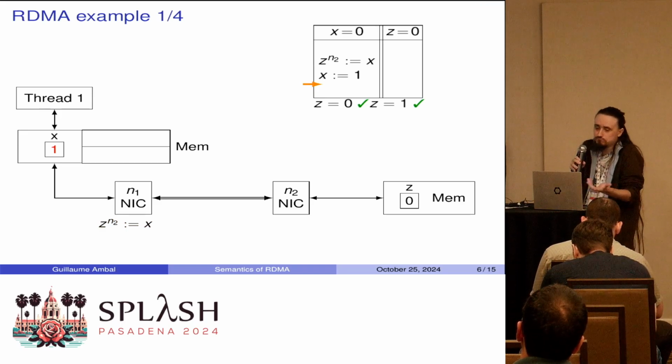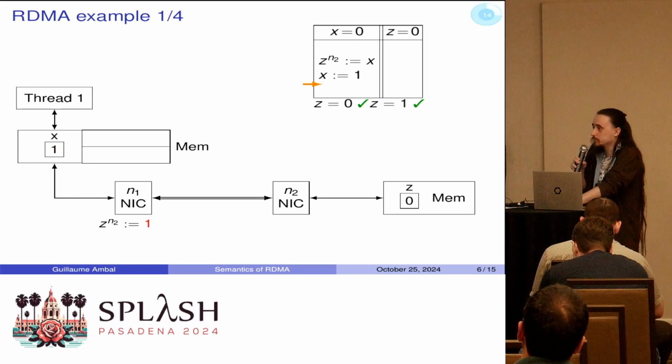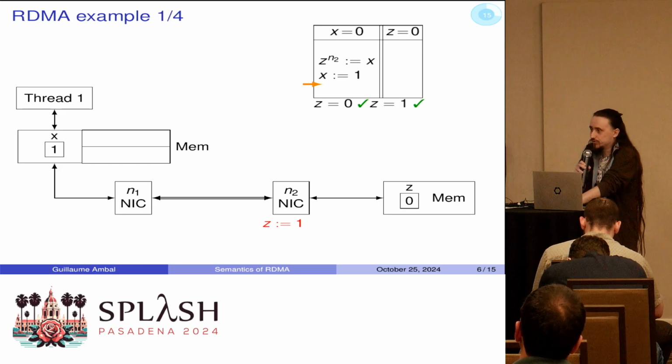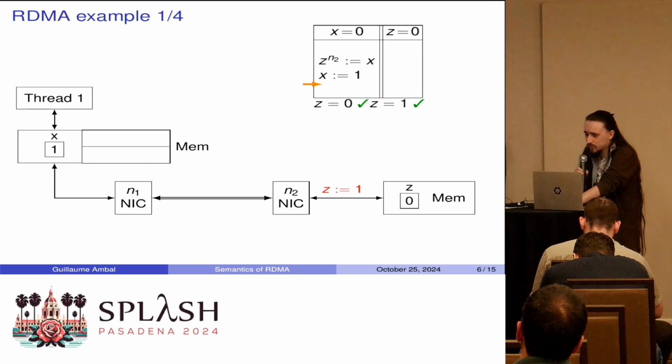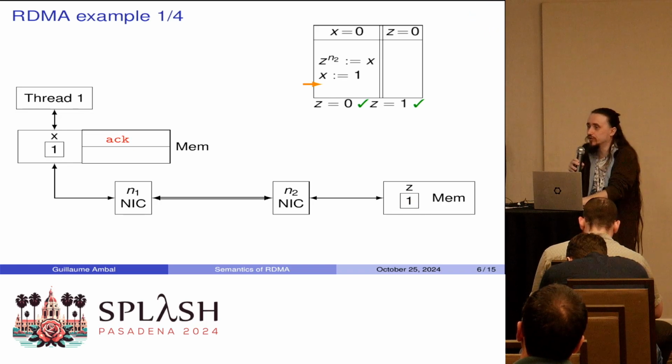And then what happens is about what you would expect. The network card can pick up the value 1, send it over the network to the second computer, and the second computer is going to send it to the remote memory. Also, the second network card is going to send back an acknowledgement that's going to find its way to the memory of the first computer so that the CPU can know it's finished.